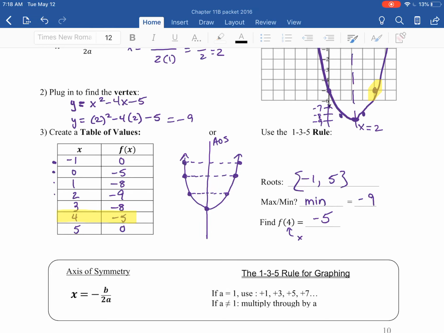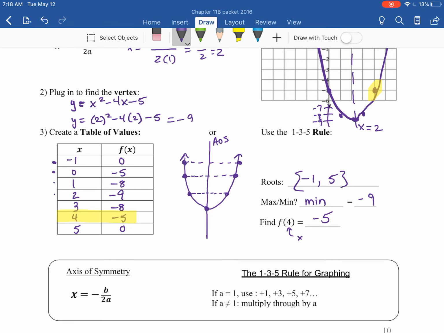So here is our vertex, right? There we come back. Here we go. Okay, our vertex is 2, -9. Look and see the jump. The jump from -9 to -8 is a jump of +1. The jump from -8 to -5 is +3. The jump from -5 to 0 is +5. There's the 1-3-5 rule.